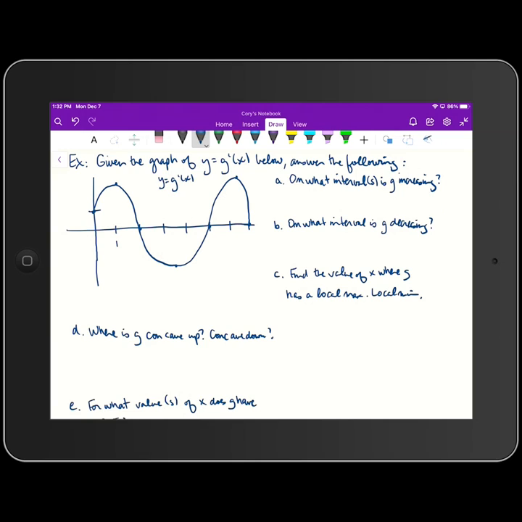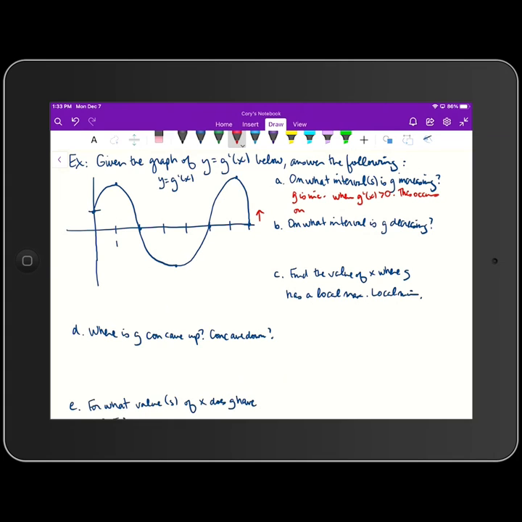So part A asks on what interval or intervals is g increasing. So by definition, where is a function increasing? So g is increasing when, by definition, its derivative g prime of x is greater than 0. Okay, so we are looking for where g prime is positive. So if this is the graph of g prime, it is going to be positive where that graph lies above the x-axis.